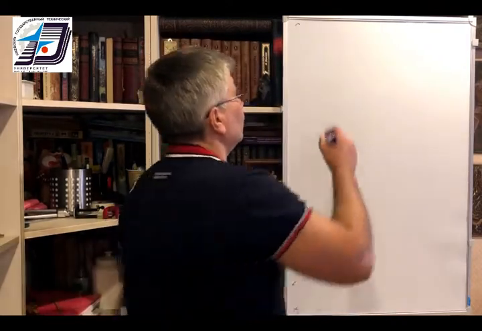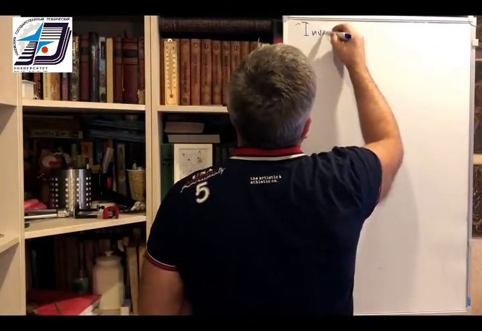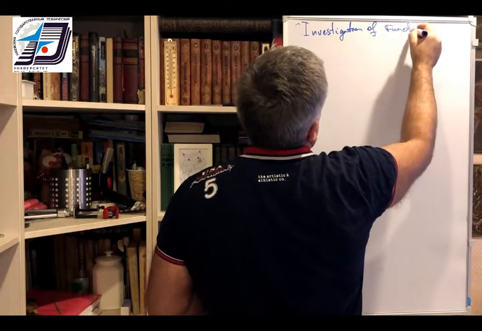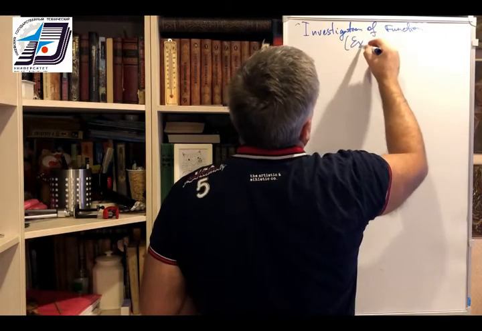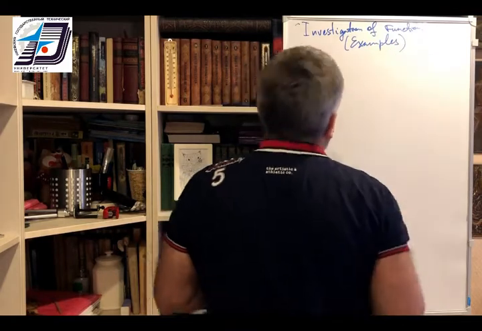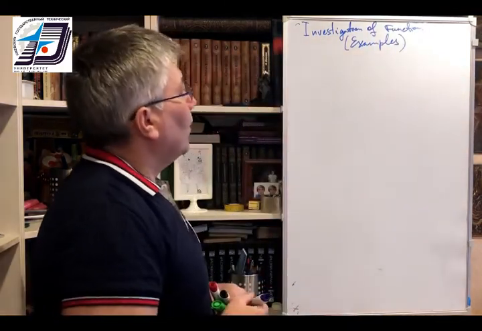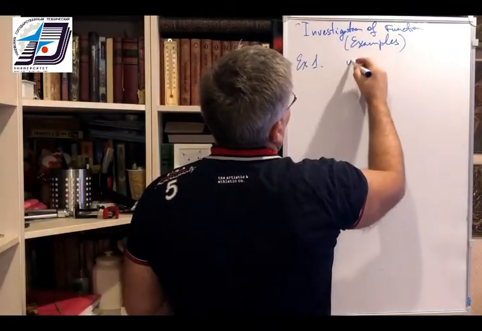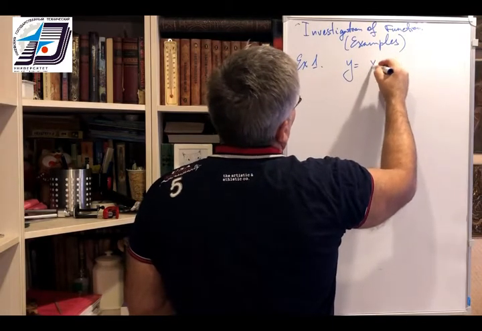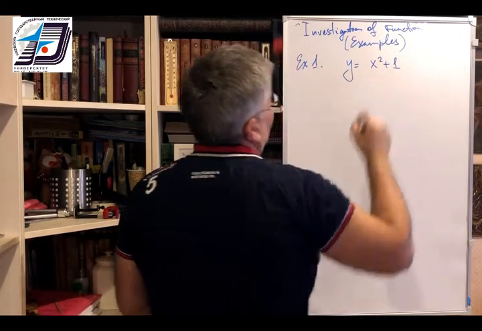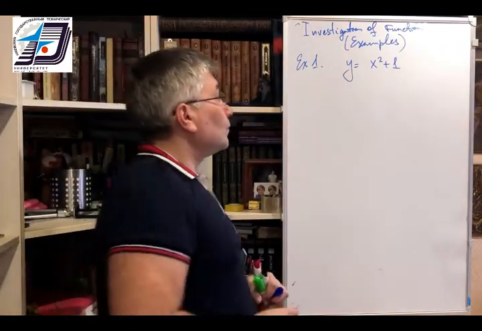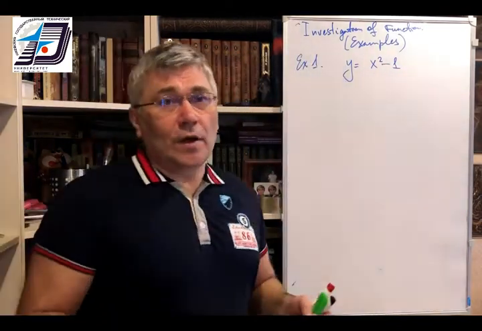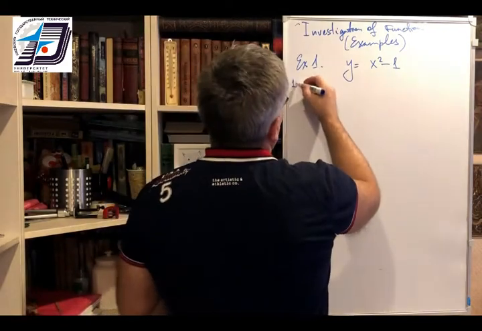The easiest one. Investigation of function examples. We'll start from the easiest one. Example 1, y equals x squared minus 1, for example. The first step, we have to define the domain of this function. Domain.